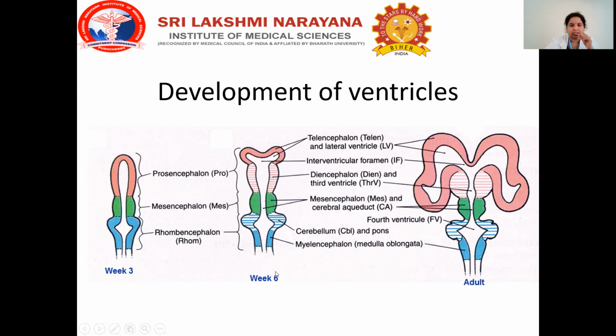The rhombencephalon vesicle differentiates into two vesicles again, the proximal being metencephalon, which gives rise to cerebellum and pons, and the distal one becomes myelencephalon, from which medulla oblongata is derived. The cavity within this rhombencephalon forms the fourth ventricle.